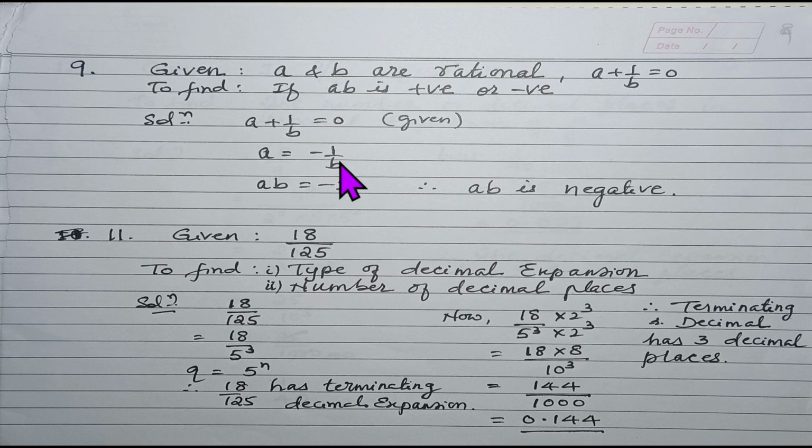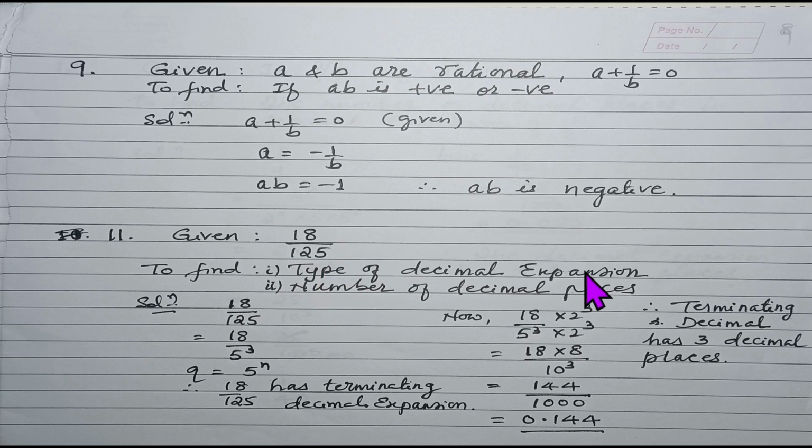So a is equal to minus 1 by b. Or taking b to the left, by left multiplication, ab is equal to minus 1, but naturally ab is negative because minus 1 is a negative number. Now, since the right side is minus 1, which is negative, ab is a negative number. Remember that.